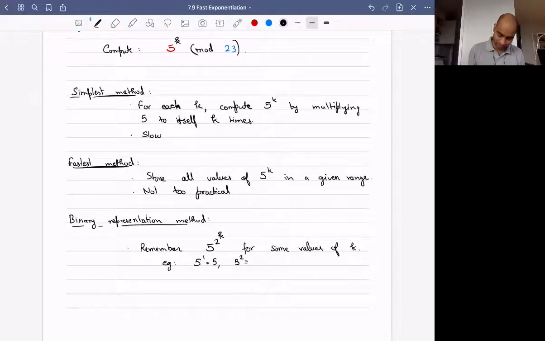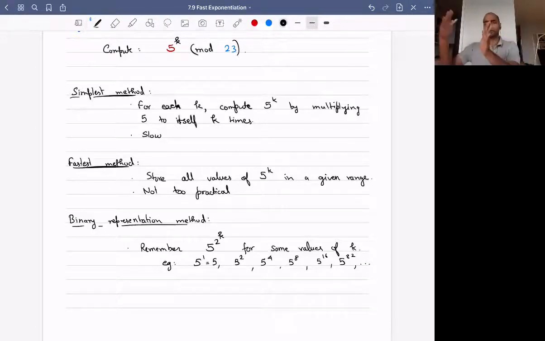I'll remember 5 to the 1, which is 5. Then I'll remember 5 squared, which is 25. Then I'll remember 5 to the 4, 5 to the 8, 5 to the 16, 5 to the 32, and so on. So I'm not remembering anything between 5 to the 4 and 5 to the 8, nothing between 8 and 16, 16 and 32, 32 and 64. Okay, so I'm remembering a few things, and these are very few. No matter how big the powers can go, because I'm only remembering powers of 2, that's hardly anything. This is log many things I'm remembering, and log of n is a very slow function. So this is ideal. I'm remembering only log many terms.